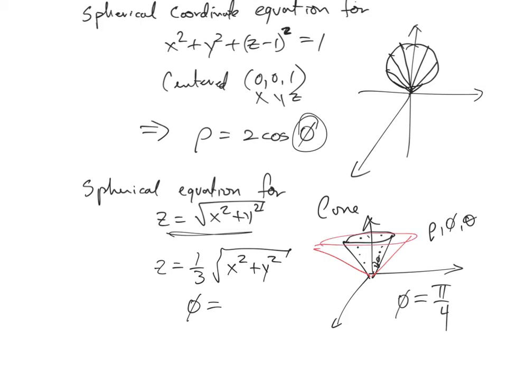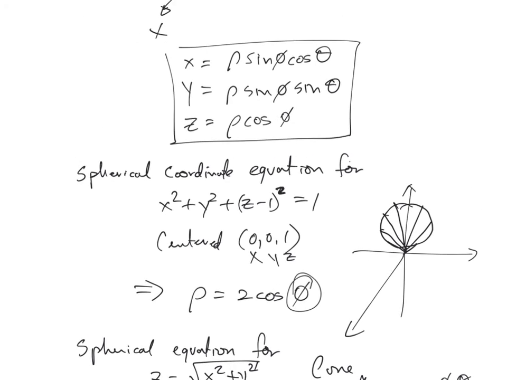Which means phi would be what? Bigger than pi by 4 or smaller than pi by 4? Bigger than pi by 4, because phi is measured from the positive z-axis down, right? And so that's going to be pi by 3 in this case.